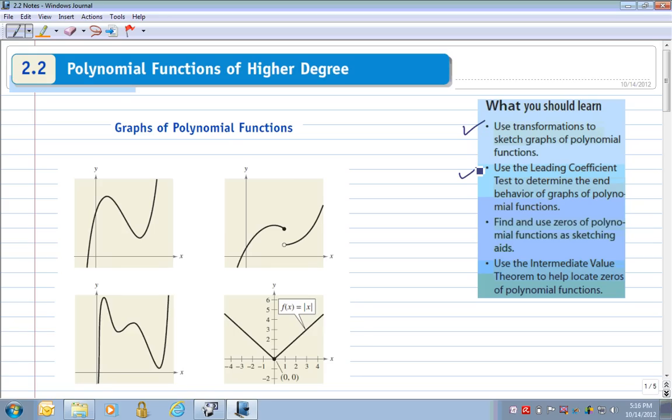You're going to find zeros of polynomials to help you sketch. That's very important. We've been doing that. All those methods that we've been using to find zeros, which were completing the square, factoring, and the quadratic formula, will all help you to find your zeros. And finally, we might learn about the intermediate value theorem to help us locate zeros for those that are not at nice, pretty whole numbers.